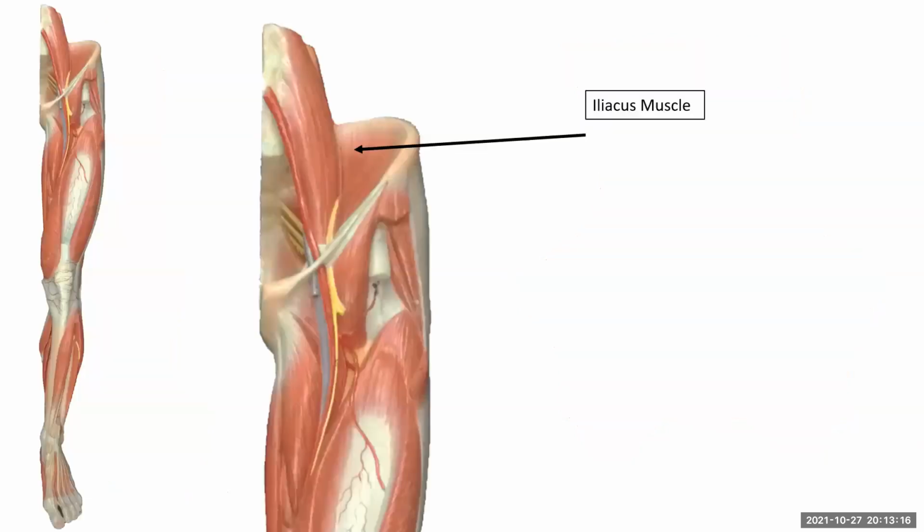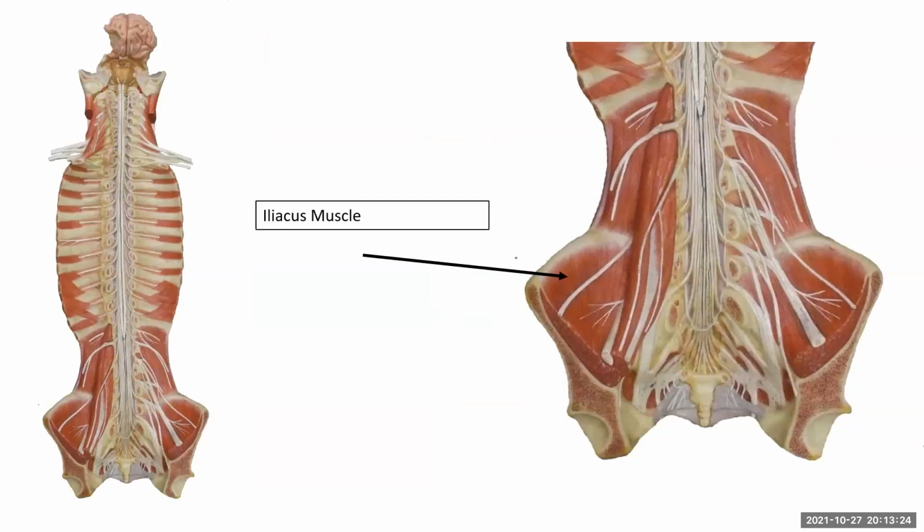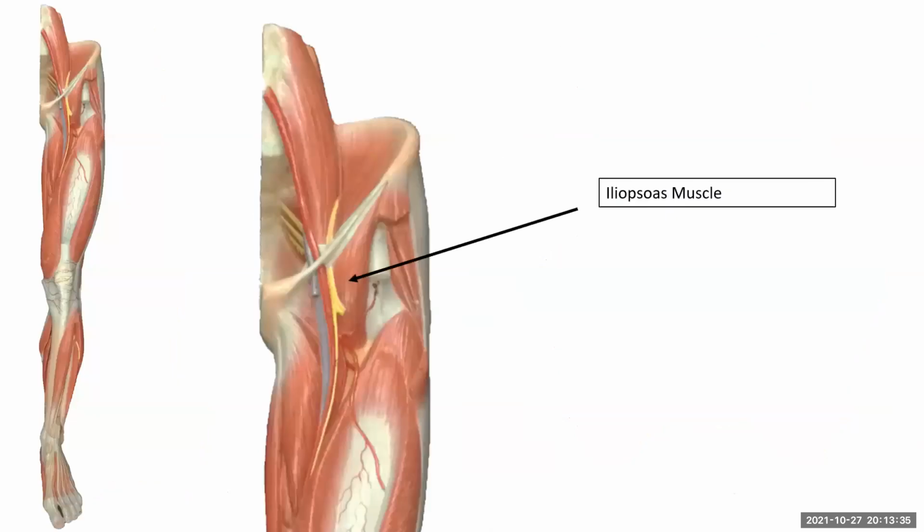So psoas major muscle is going to team up with this fella, iliacus. Iliacus resides in the iliac fossa. You can see it over here on this model. And it's going to be these 2 muscles that are going to collectively join together and form our iliopsoas muscle.